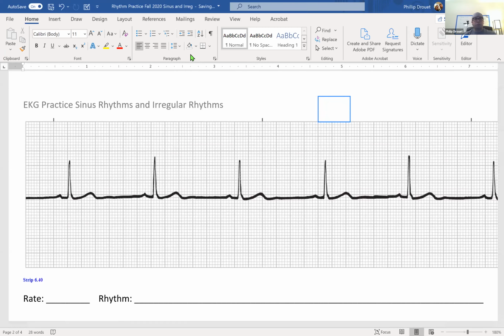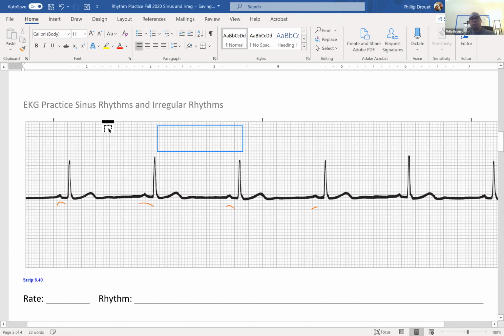Okay, just moving right along here. Check for regularity. Looks good. Okay, that's regular. All right, you got your P's all there. They all look similar. Your QRSs all look the same width. All right, T waves all look good.